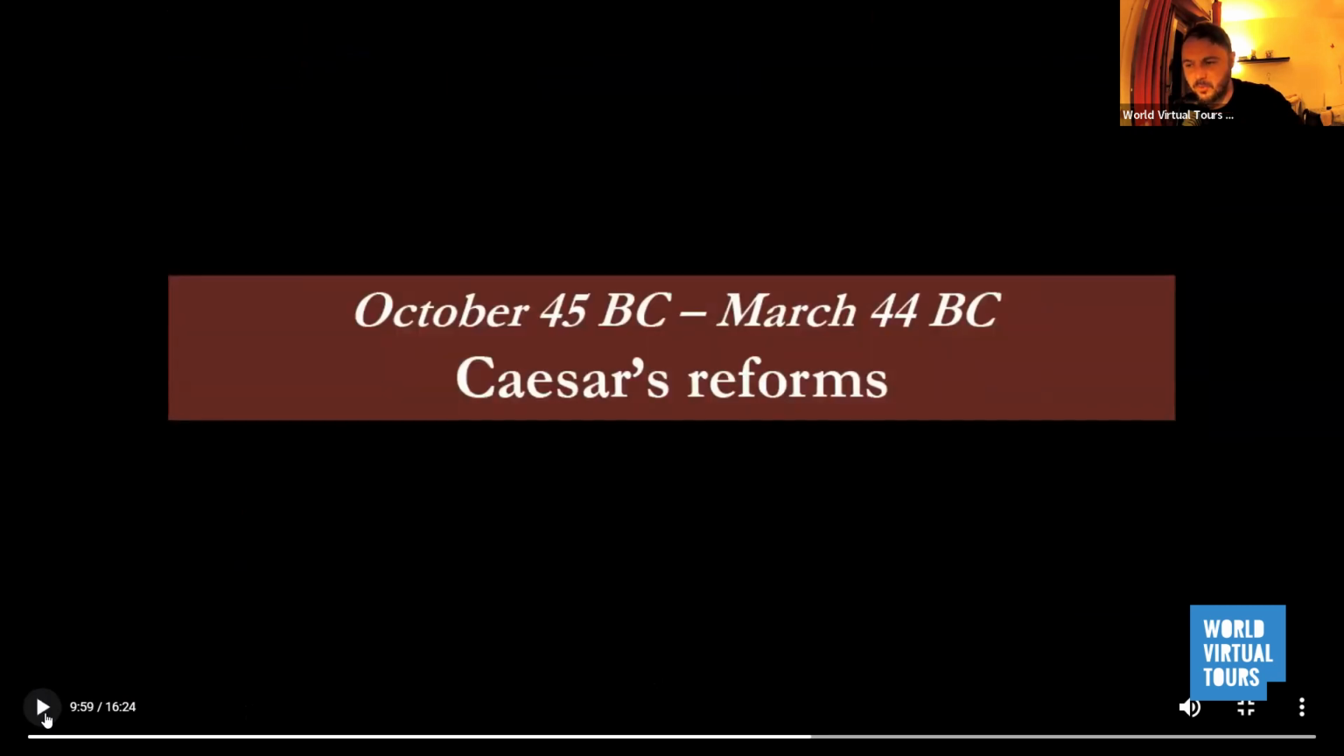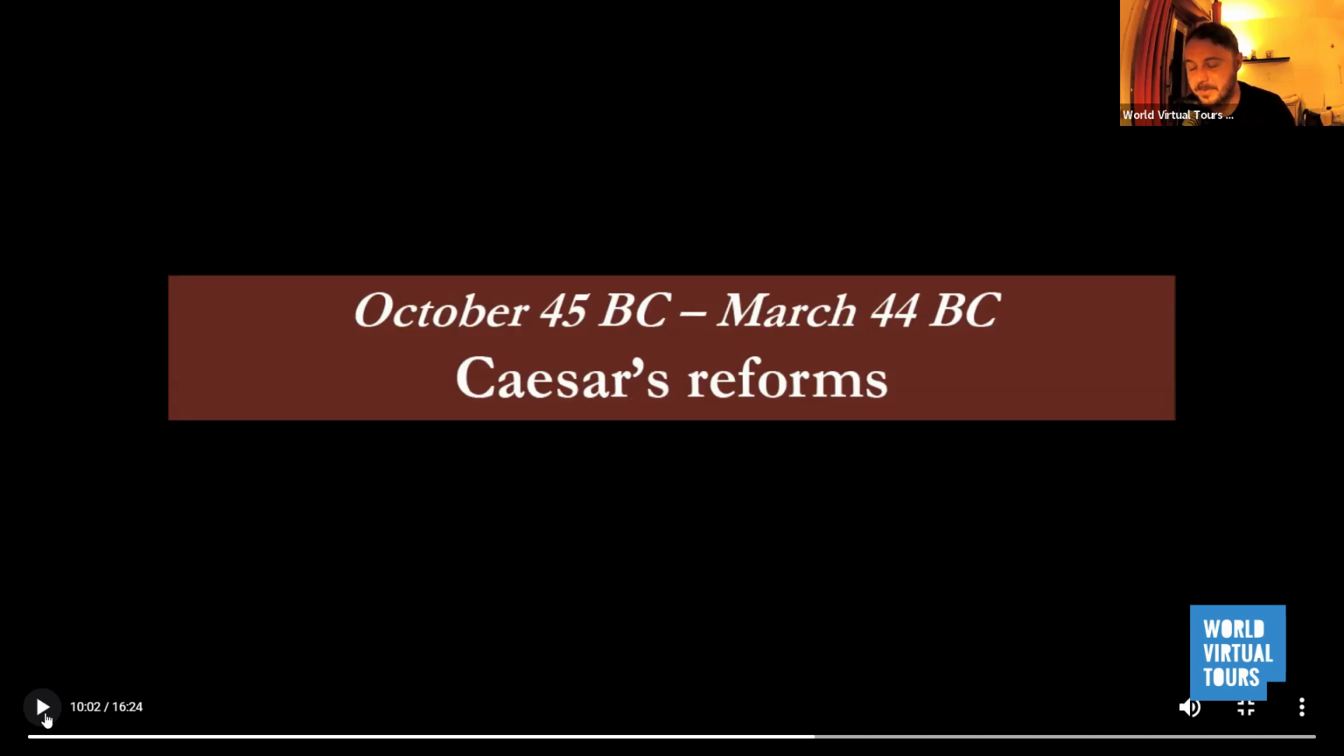Now, to understand better the reason why Caesar was killed, it's time to focus on Caesar's reforms, something that he changed in the Republic in the 6 months before he died, okay? Very quickly, I will tell you what Caesar changed. Remember, Caesar came back from Egypt in October 45 BC, so basically 6 months before he died.